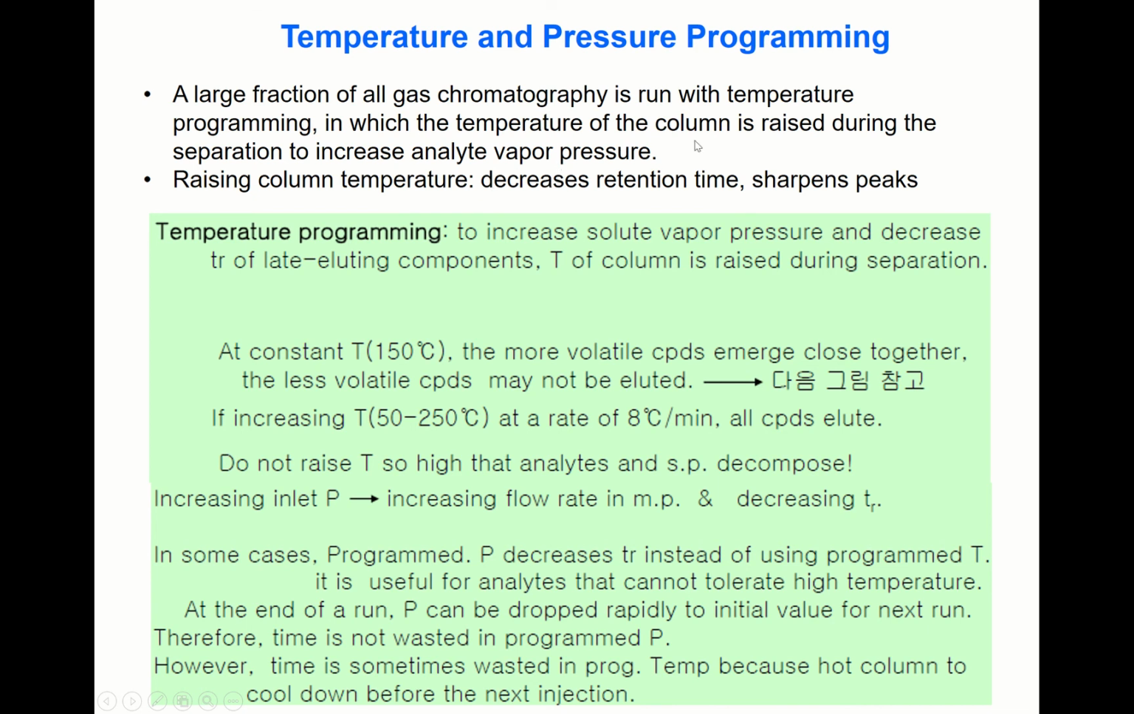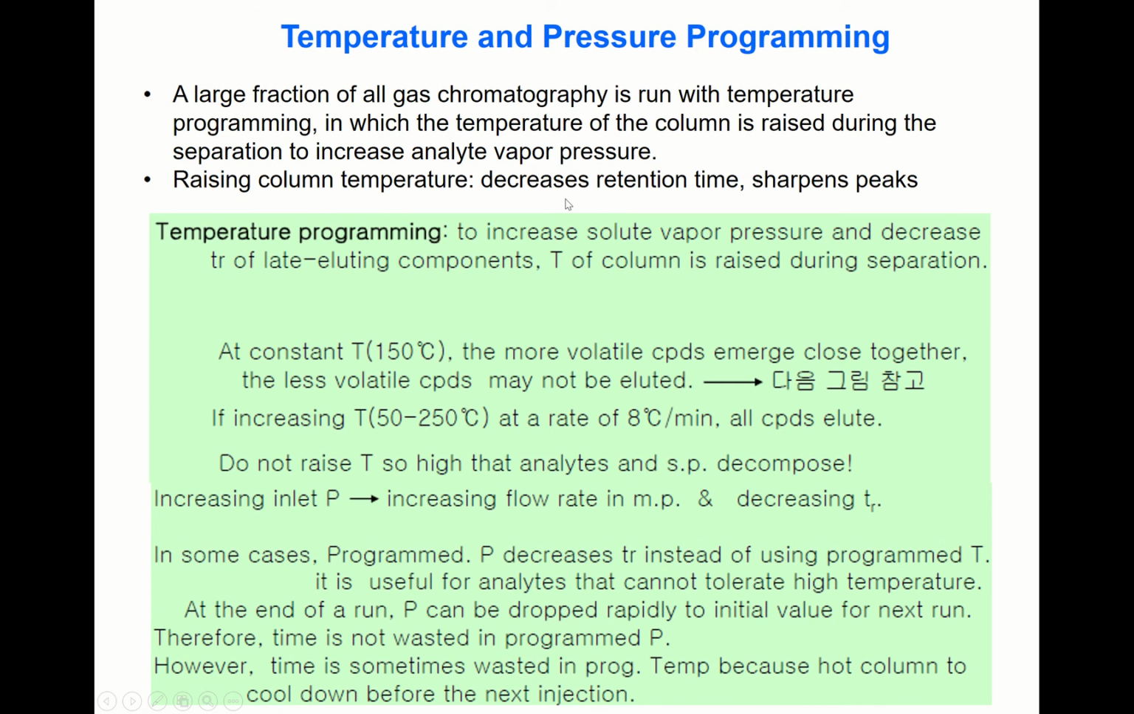Of column is in the oven, so you program the oven temperature very precisely. Raising column temperature causes decreased retention time. When you raise the column temperature, the solute moves very fast, receiving the thermal energy, so retention time decreases, and since it decreases, the peaks become sharper. So increased temperature is important.